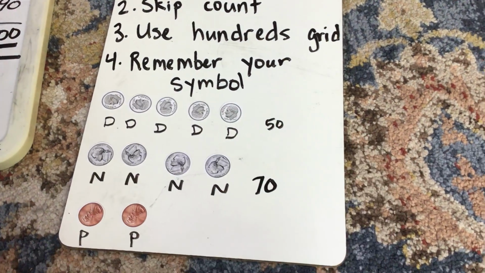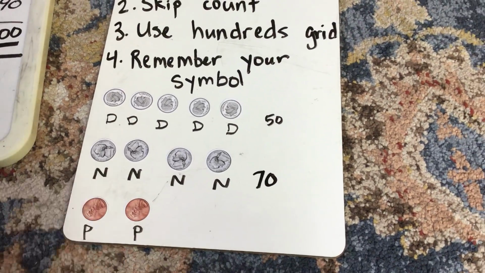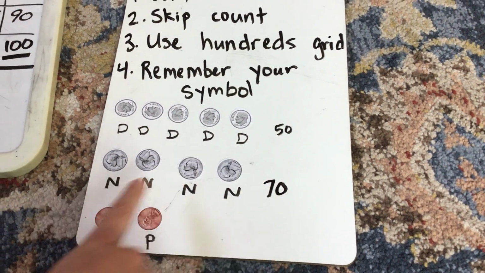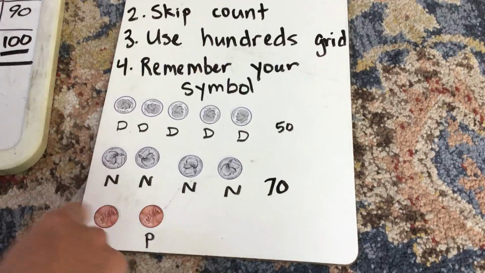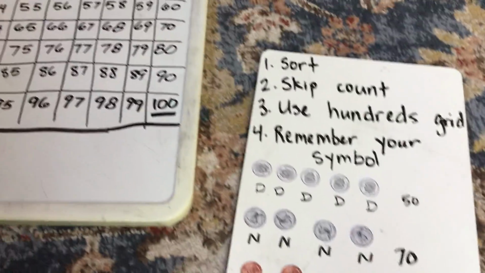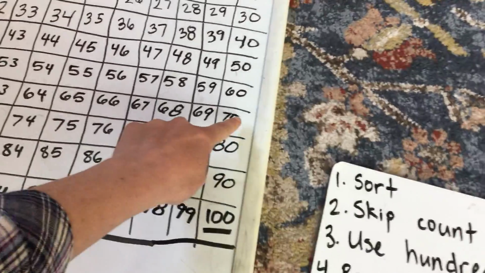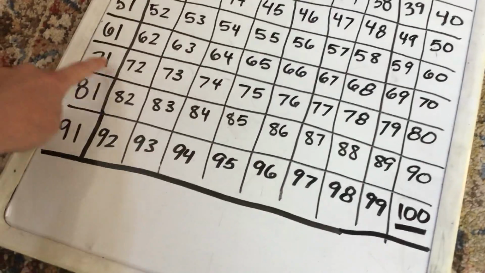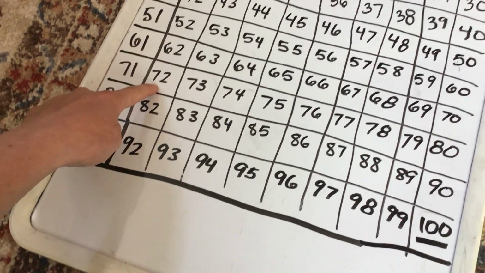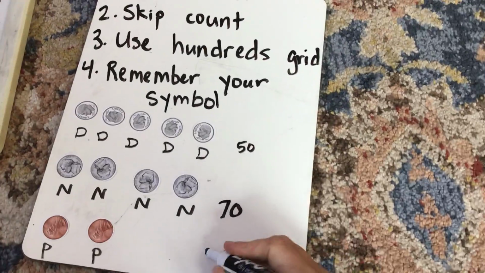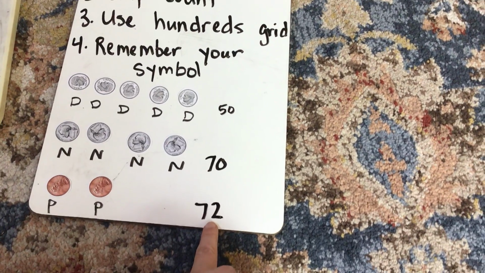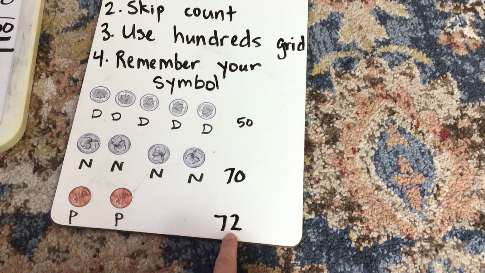Okay. And then I have 2 pennies. If I'm stuck though, I can look at 70 and I can hop up 1, 2 for my 2 pennies. So let me find 70 on my hundreds grid. There it is. And I'm going to hop up 2 spots. 1, 2. 2 hops got me to the number 72. So that must mean that this coin collection is worth 72 cents.